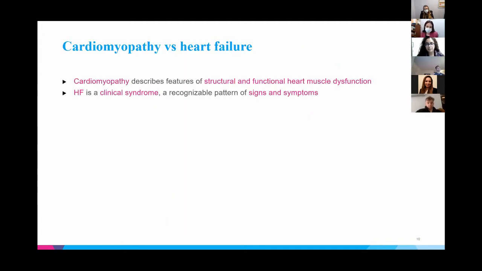Now, it can be a little bit confusing as to the difference between cardiomyopathy and heart failure. Cardiomyopathy really describes the features of structural and functional heart muscle dysfunction, and heart failure is a clinical syndrome with signs and symptoms. So patients can have a cardiomyopathy and yet not have heart failure if they are asymptomatic and don't have any signs or symptoms of heart failure. So heart failure is a clinical diagnosis, just because sometimes they do get used interchangeably.